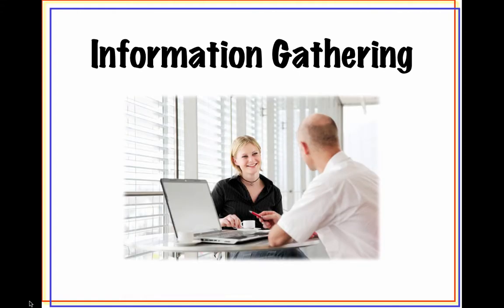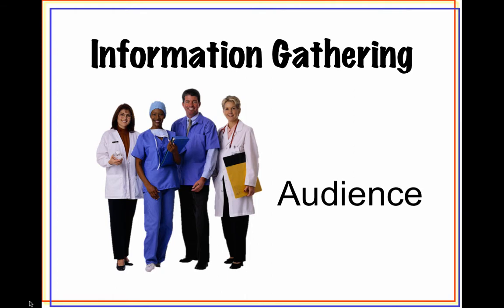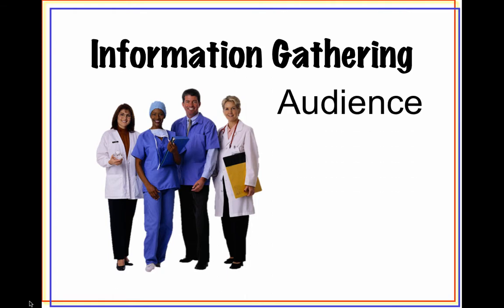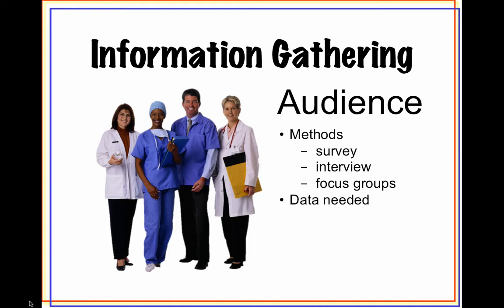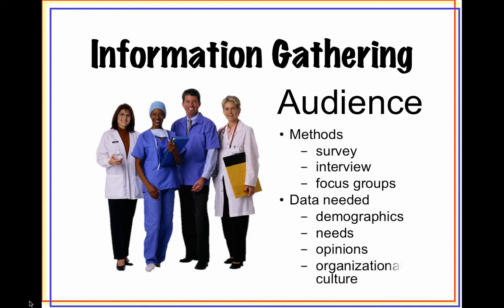Next is information gathering. First of all, again, you think about your audience. You need to figure out what kinds of methods you're going to use to find out more about your audience. You can survey them, you might interview them, or you might use focus groups. You also need to think about the data that you want. Demographics, for example, can be very important with visuals. What are their needs? And what are their opinions?